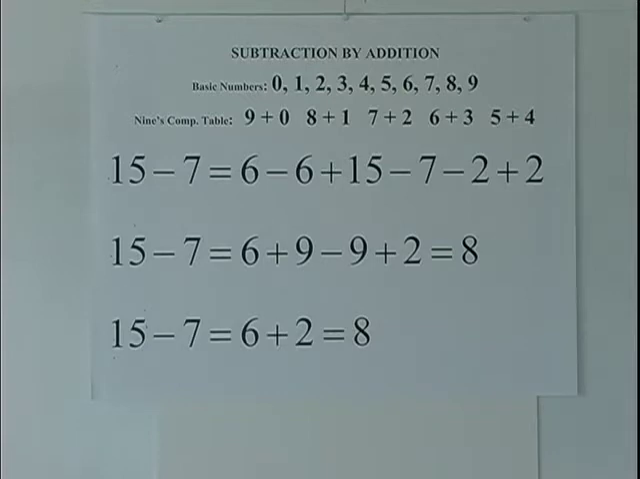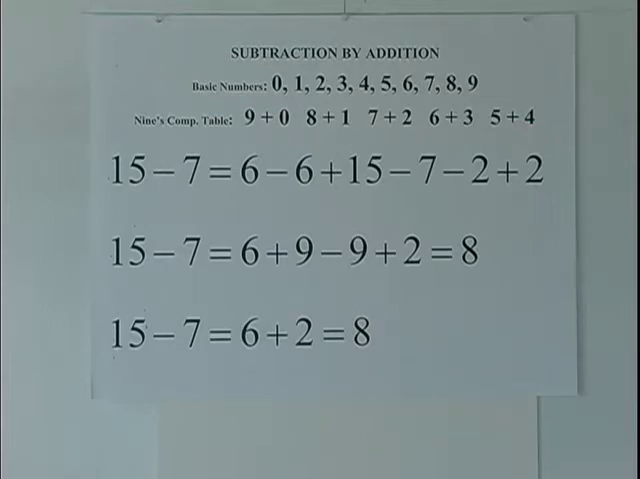Each number in the pair is the 9th complement of the other. The 9th complement of 9 is 0. 9th complement of 0 is 9. 9's complement of 8 is 1. 9's complement of 1 is 8. And the last one, 9's complement of 5 is 4. 9's complement of 4 is 5. The basic numbers, of course, have only whole numbers. So those are the 5 pairs.